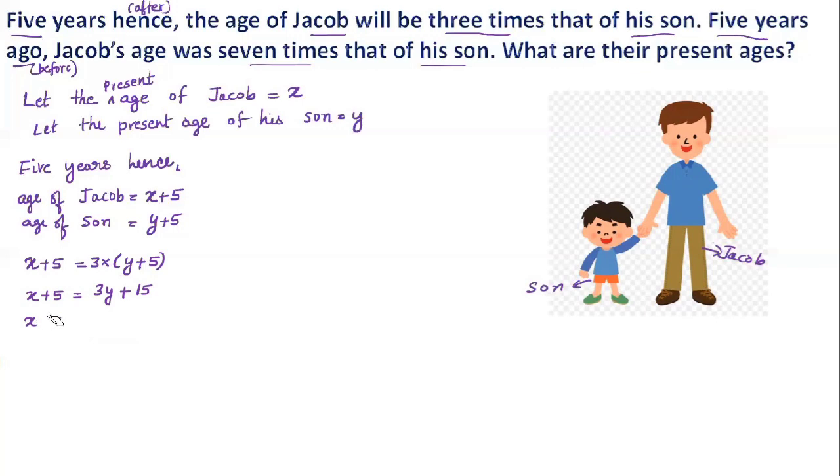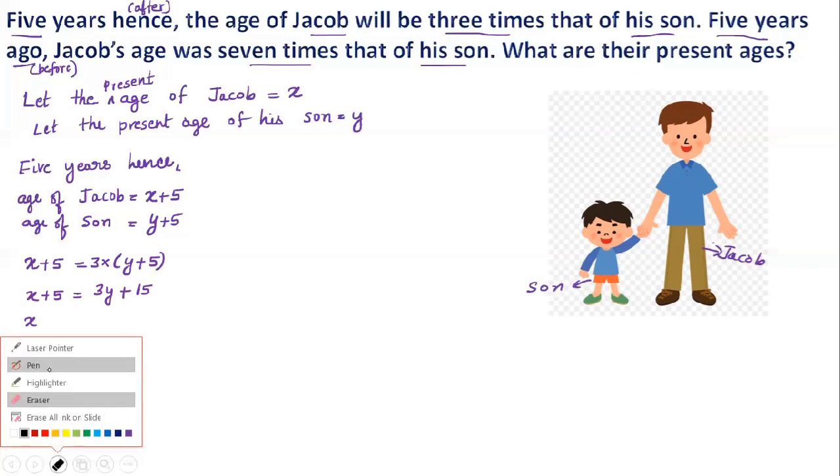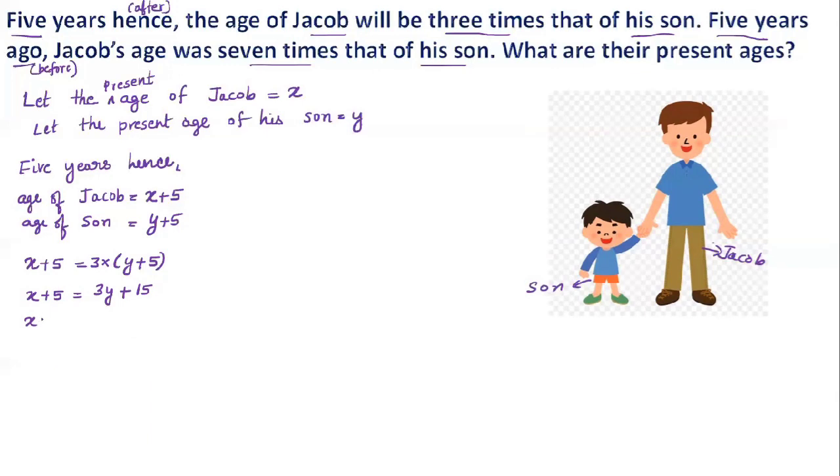To make it easier to do elimination method, keep variable terms on the left side. So x minus 3y is equal to, keep constant on the right side. So 15, take 5 to the right side, 15 minus 5. So x minus 3y is equal to 10. This is the one equation.